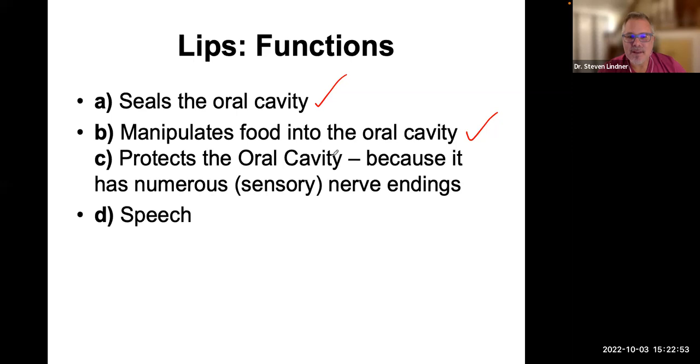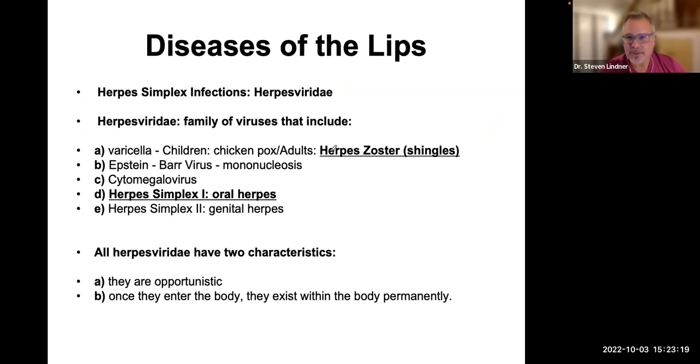There's also a protective function of the oral cavity because of all the high sensory nerve endings, right? When I say protection, you can touch something to the lips and go, it's too hot. Some people touch it and they know, okay, I'm going to wait for this to cool off so I don't do damage to the roof of my mouth, to the esophagus. The lips are also involved with speech.